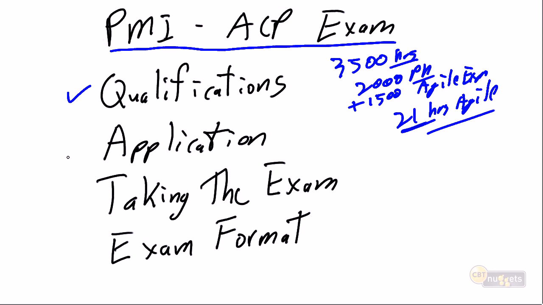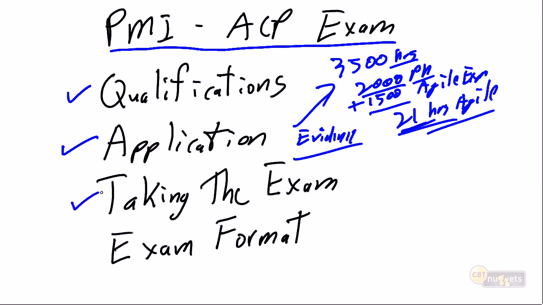You submit your application online. You go to PMI.org. You submit your application. You provide the evidence of when and how you've gathered your 2,000 hours of PM experience and your 1,500 hours of Agile experience. You show them evidence that you have completed this nugget series. You submit your application. You get accepted by PMI. You go to a Prometric website, assuming you live within 300 kilometers of the site.